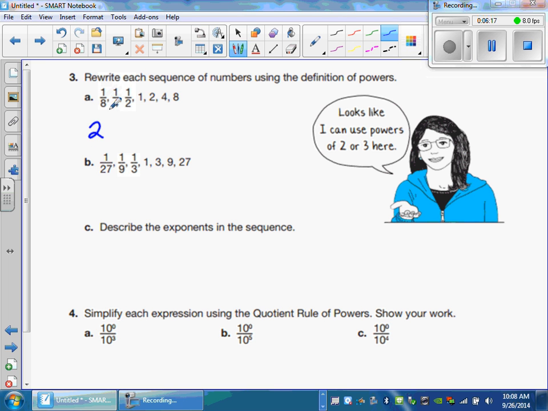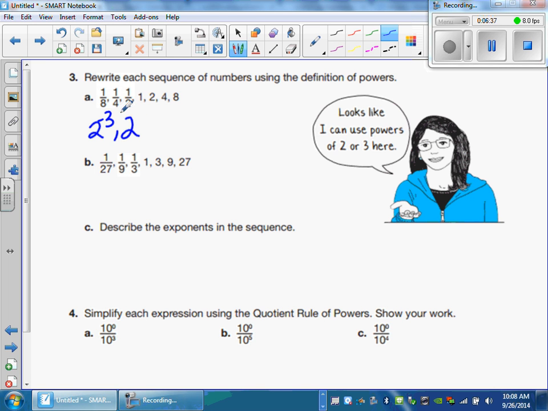Since I have a fraction, I should realize, from what I did in question number 2, that I'm going to have a negative exponent. And I know that 2 to the negative 3 will give me an 8 on the bottom, because 2 to the third power would be 8. And again, since it's in fraction form, I know that my exponent is going to be negative.